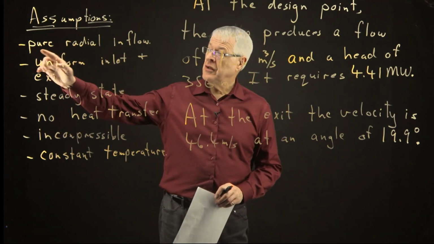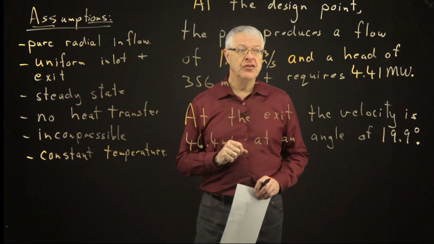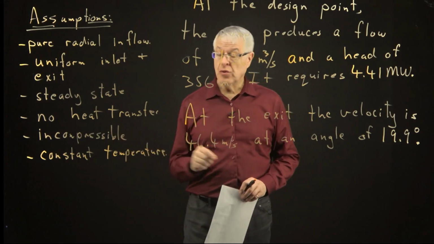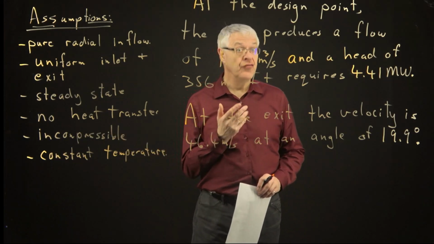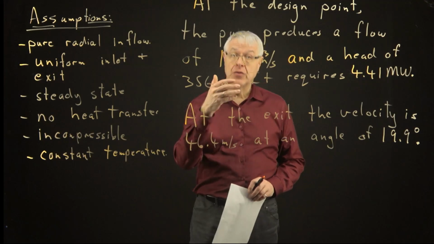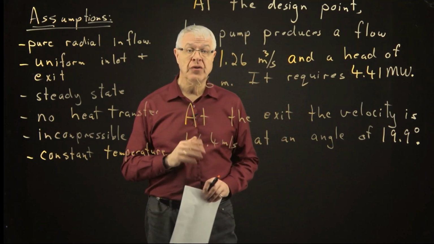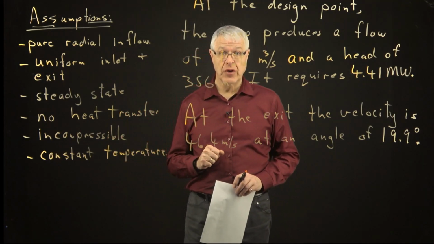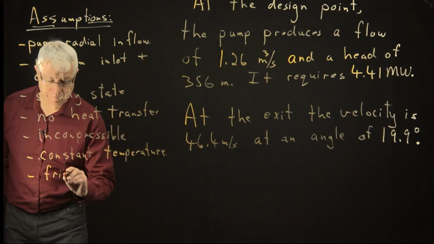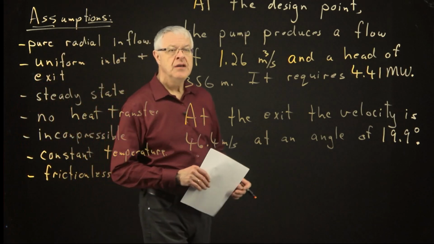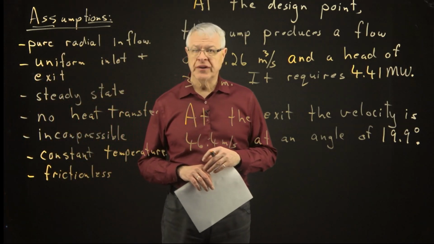In addition, because it's a design point calculation, pure radial inflow. The one remaining assumption here, of course, is this is frictionless flow. So to get this theoretical maximum efficiency we're talking about, this has to be frictionless flow as well. So that's an example of a design point calculation.